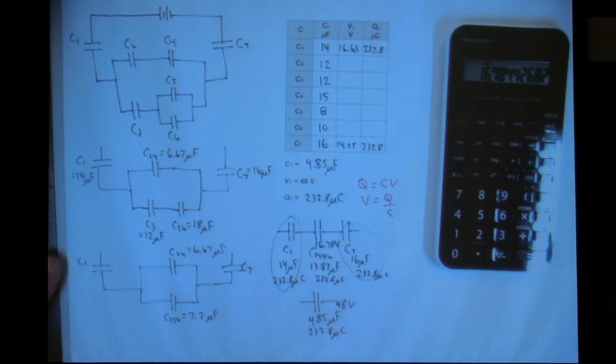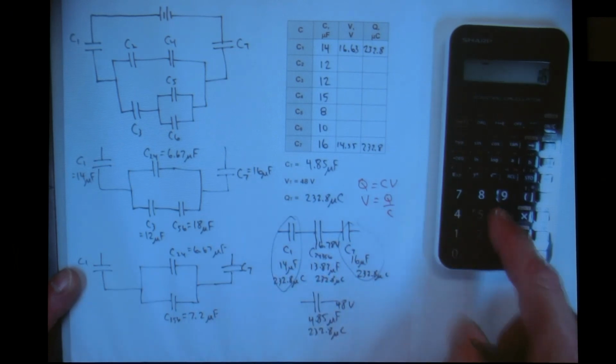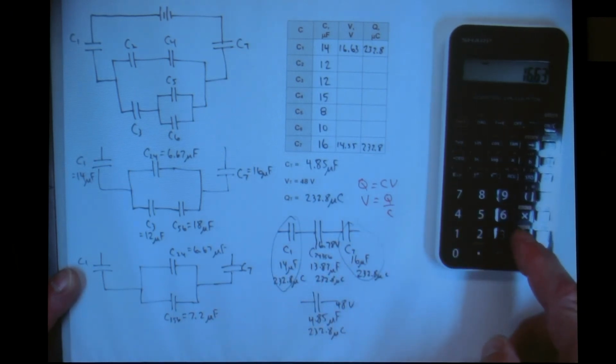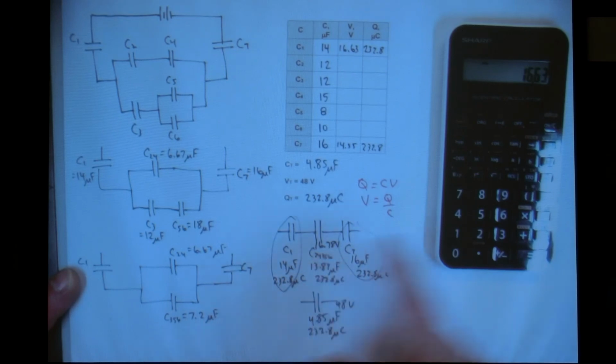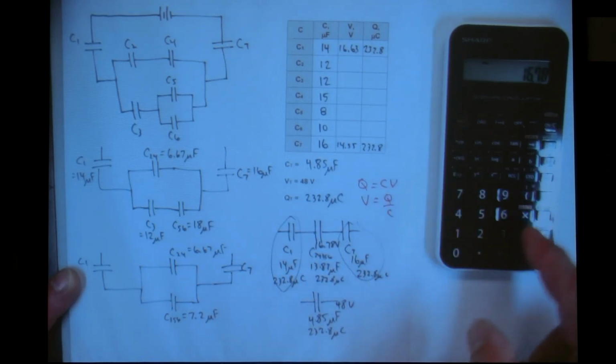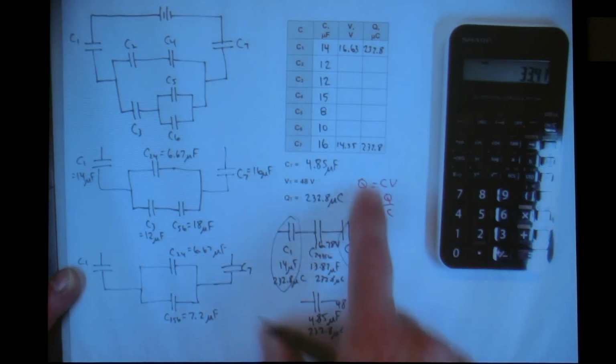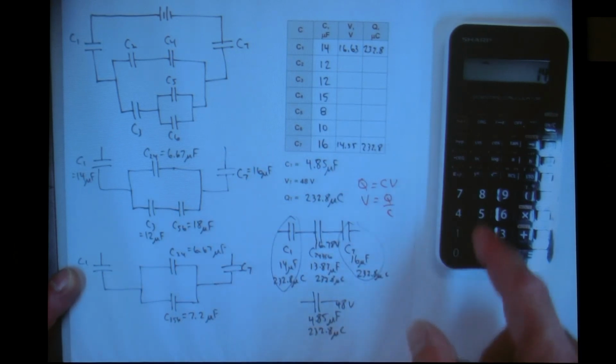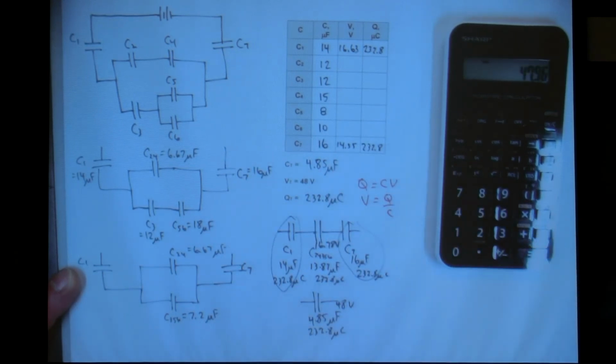Now, Kirchhoff's laws are true for these circuits, so if we do a voltage, these 3 voltages should add up to equal our 48 volt battery. So if I took 16.63 plus my 16.78 plus my 14.55, it equals 47.96, which is very close to our 48.